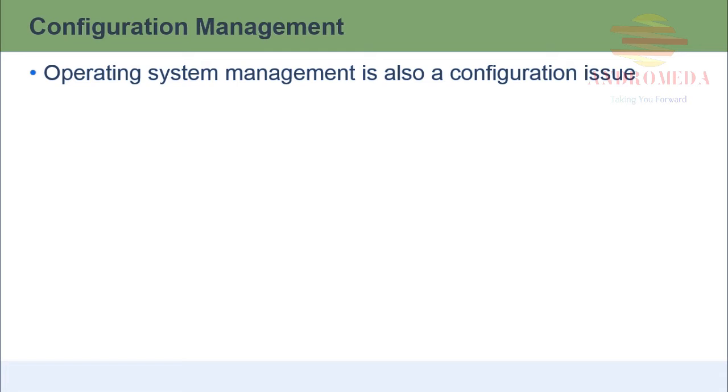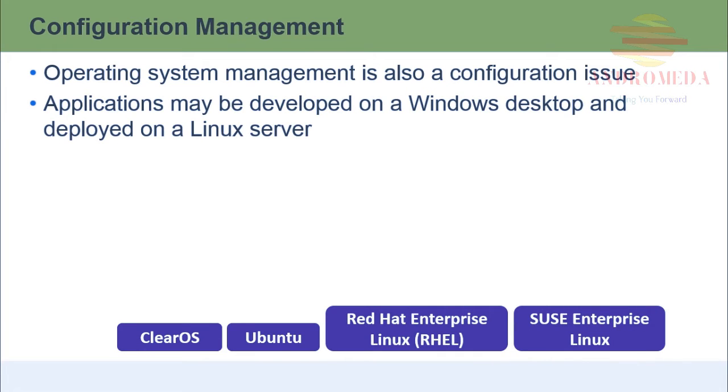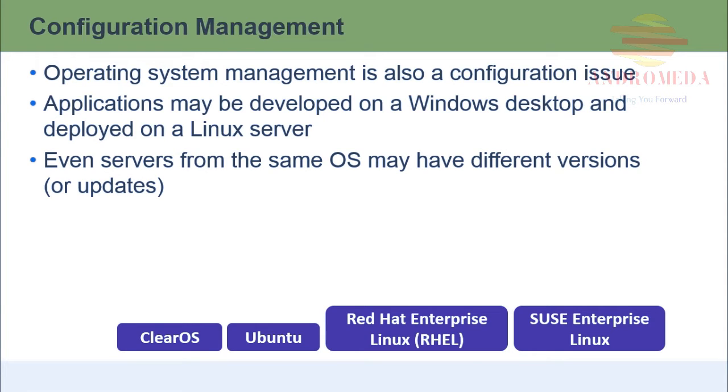Operating system management is also a configuration issue. Many organizations run different operating systems on their hardware. Applications may be developed on a Windows desktop and deployed on a Linux server. This can further make an application tough to test. Bugs may be related to the server's operating system and not the application. Even servers from the same OS may have different versions or updates. Windows is famous for small idiosyncrasies between versions and patches.